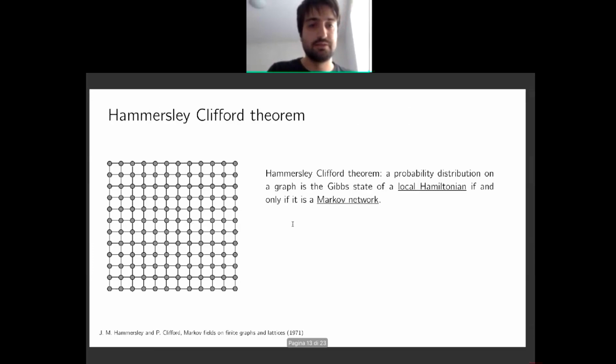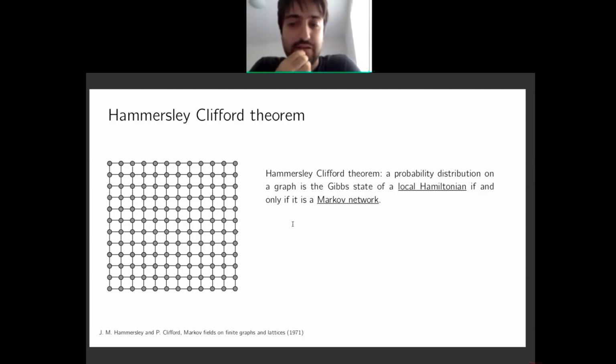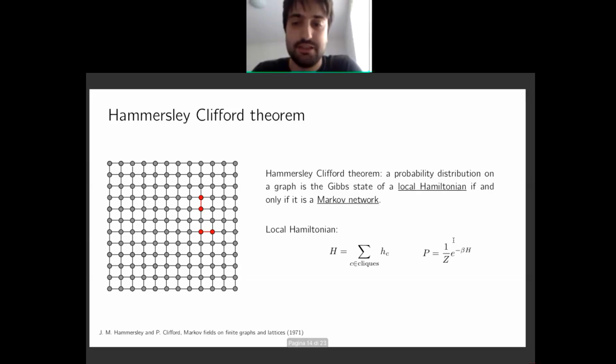And so I will briefly describe the methods that we used and the results in a bit more detail. The chief technique that we use is a very well-known result in statistics called the Hammersley-Clifford theorem. It states that a probability distribution on a graph is the Gibbs state of a local Hamiltonian if and only if it is a Markov network. By local Hamiltonian here, I simply mean a Hamiltonian that can be decomposed as a sum over the cliques of the lattice, where the cliques are essentially nearest-neighbor pairs.